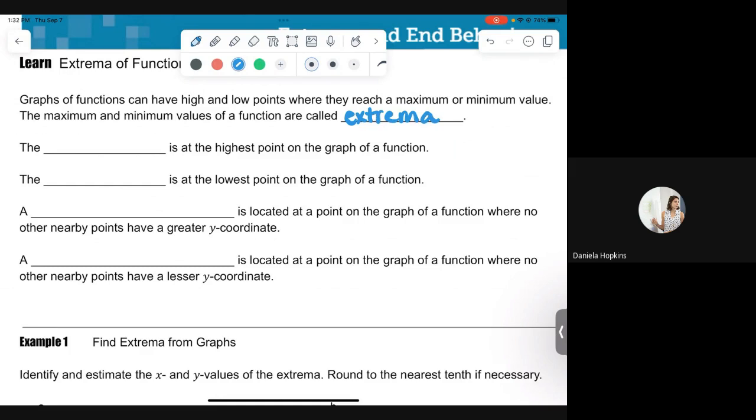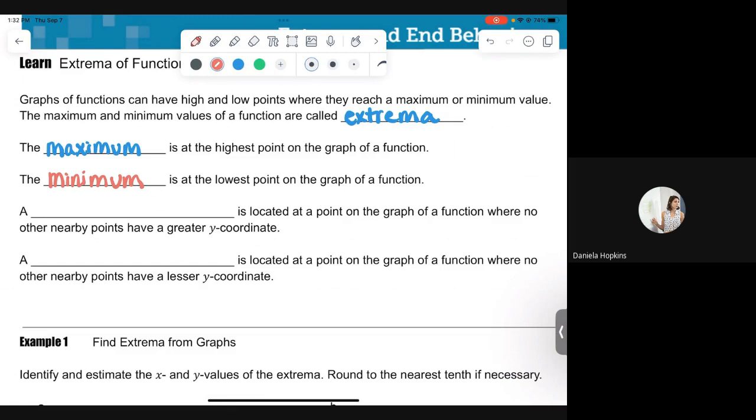So these are called extrema. I normally just call them by whatever they are. So the maximum, which I'll do in blue, is at the highest point on the graph of a function. We are going to see some weird things where we have an arrow upwards, so we consider that not having a maximum because that goes on forever. Likewise, the minimum is at the lowest point on the graph of a function.